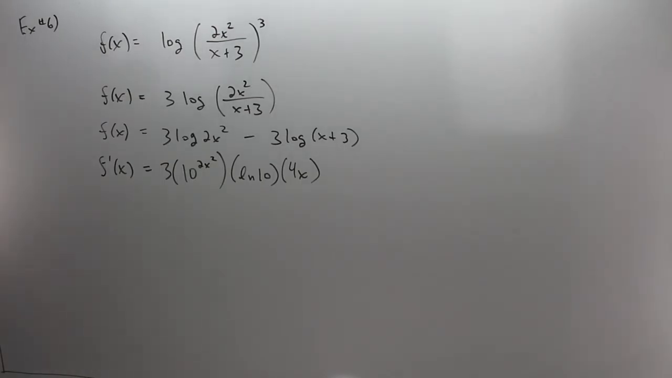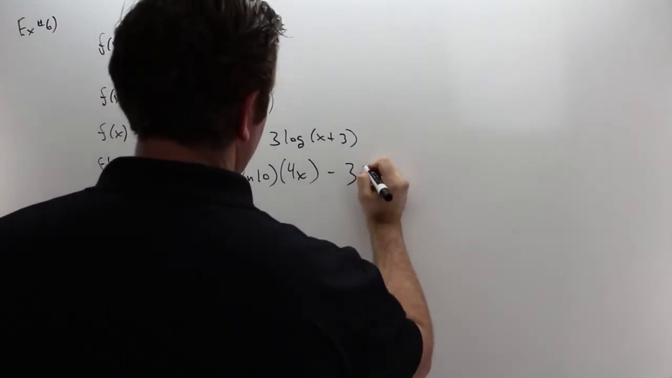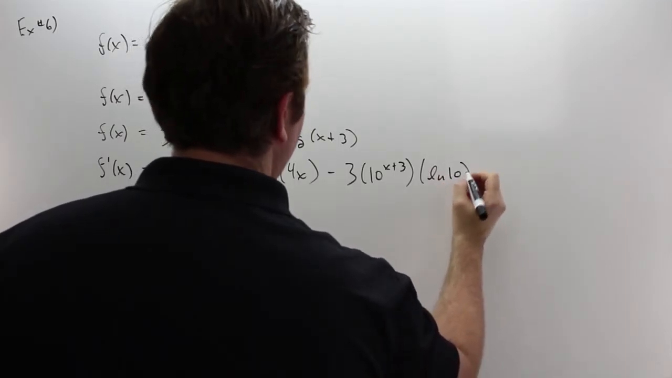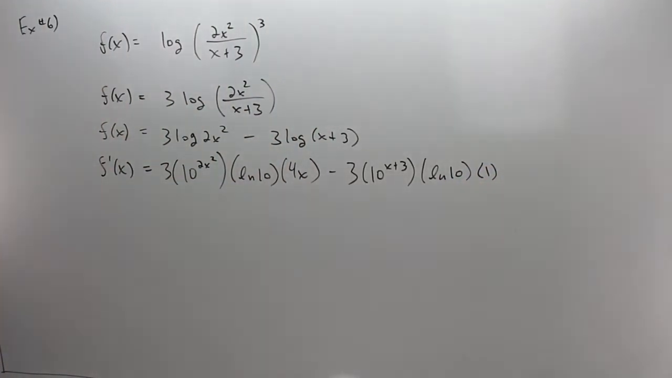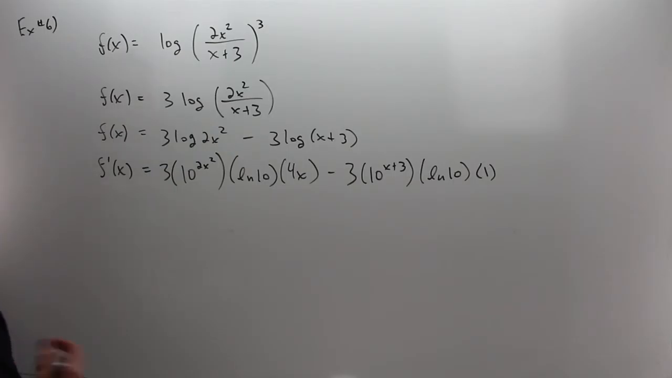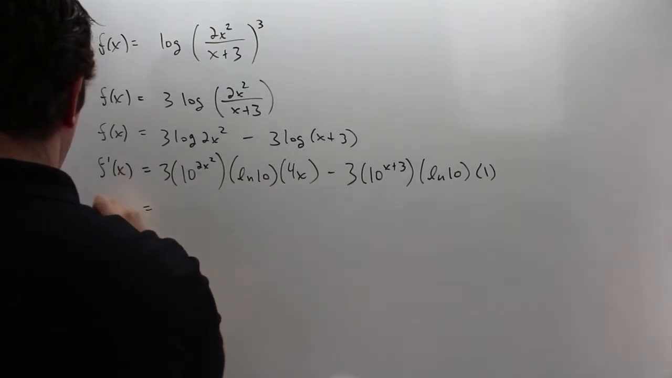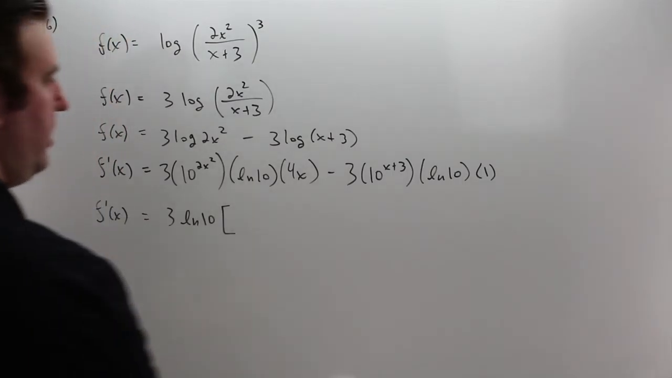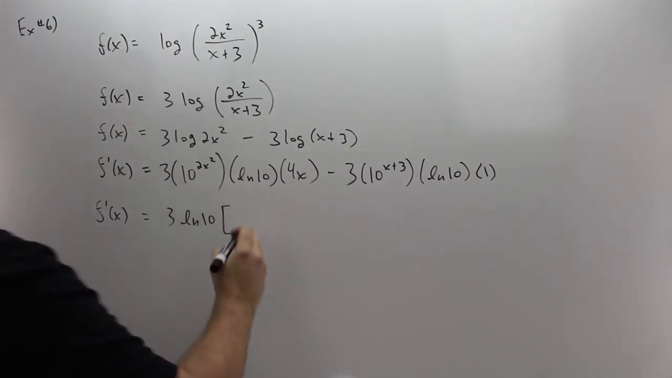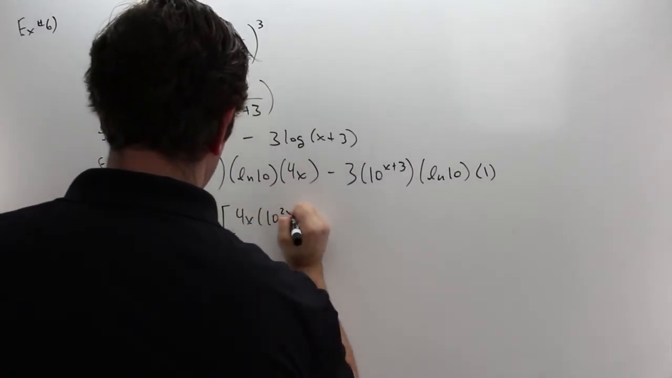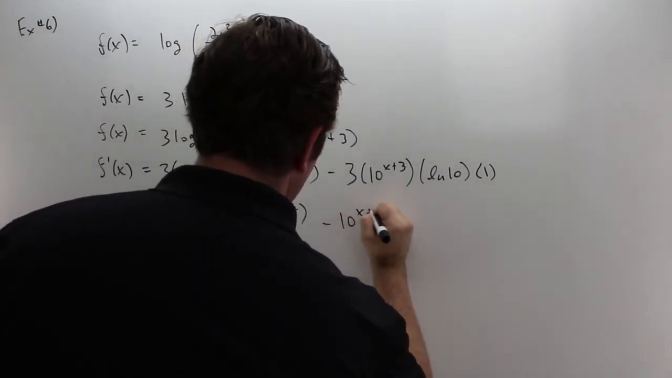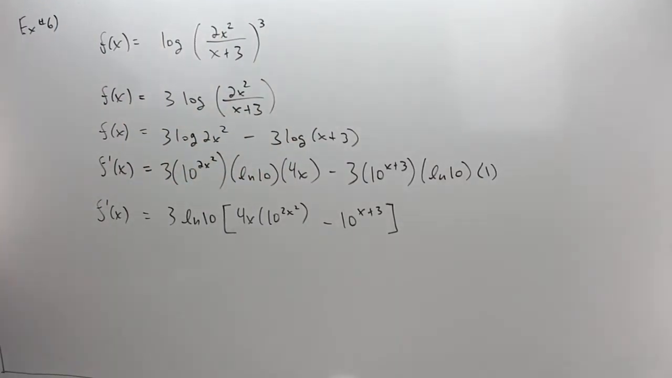Okay, next, we move on to the next one. So minus 3, 10 to the x plus 3 times the ln of 10 times the exponent of x plus 3, which is just 1. Okay, so now we're looking at this and saying, is there really a whole lot we can factor out and simplify? There really actually isn't, but we can kind of clean it up a little bit. I can at the very least factor out a 3 ln 10. And then, so I've got rid of those two, so that leaves me with 4x times 10 to the 2x squared minus, gotten rid of the 3 and the ln 10, 10 to the x plus 3. Like so. Hopefully that makes some sense.